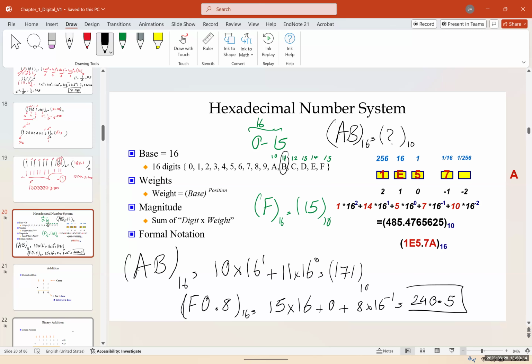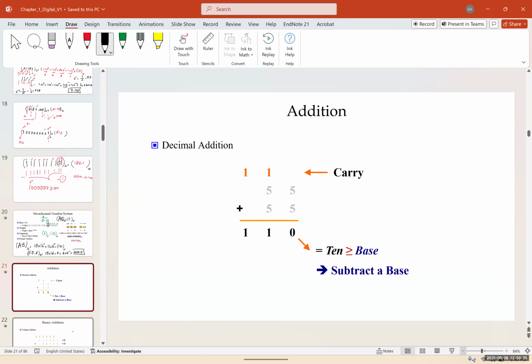Now that we learned hexadecimal numbers, do you want me to solve another one or is that fine? Okay. And please stop me again at any point if you have any questions. Now let's go through addition. Again, this is pretty easy, basic things that you learn in elementary school, probably.